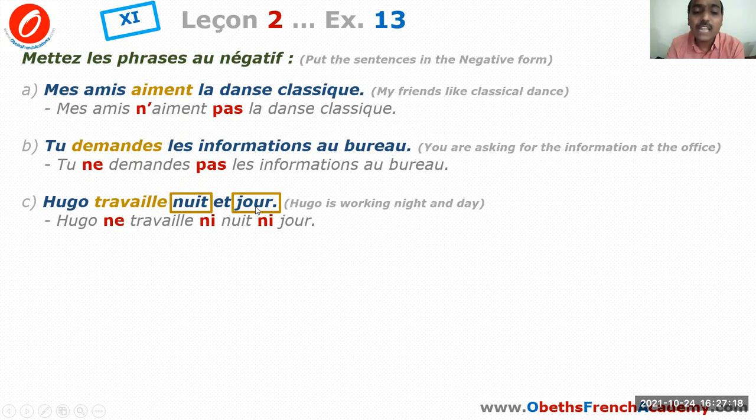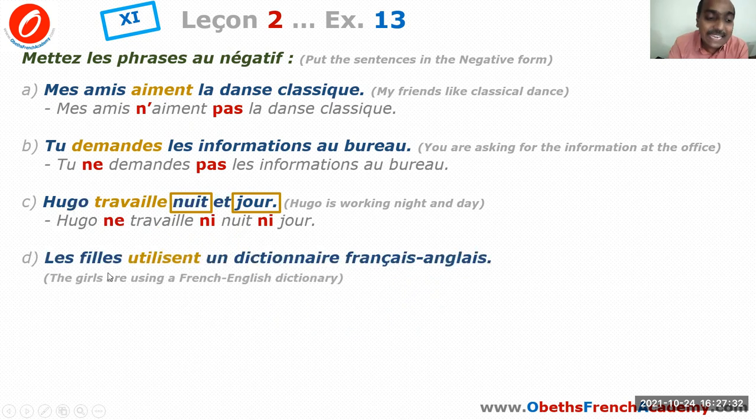So when you have two nouns after the verb, we need to put ni before the first noun and another ni before the second noun. Hugo ne travaille ni nuit ni jour. Now what's the fourth sentence? Les filles utilisent un dictionnaire français-anglais. Les filles utilisent. The verb is utiliser.